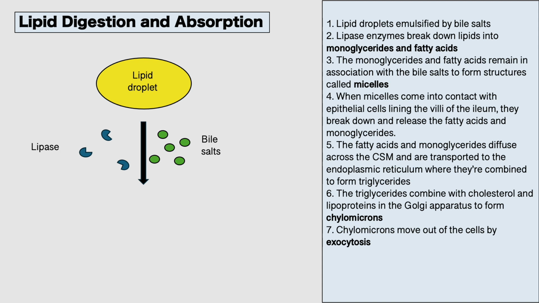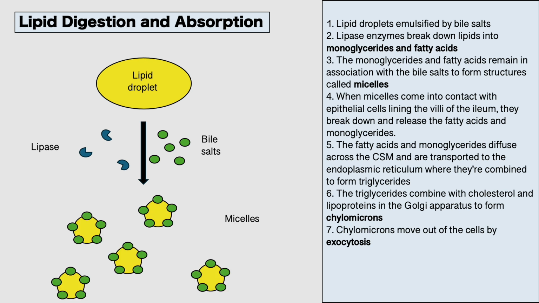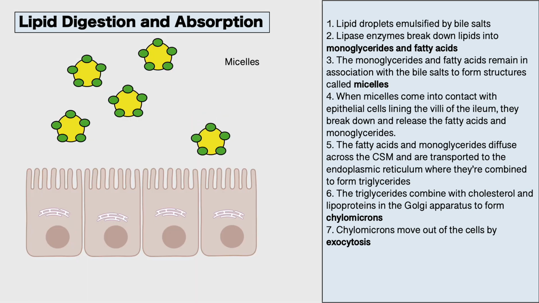The monoglycerides and fatty acids remain in association with the bile salts to form structures called micelles. When micelles come into contact with the epithelial cells lining the villi of the ileum, they break down and release the fatty acids and monoglycerides.